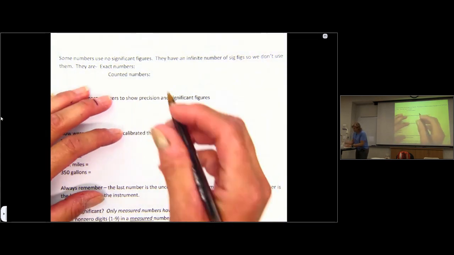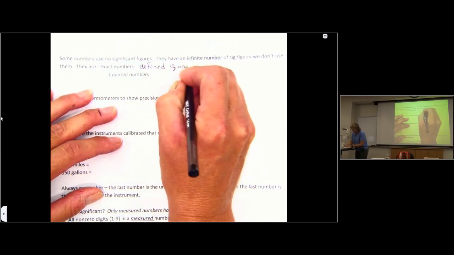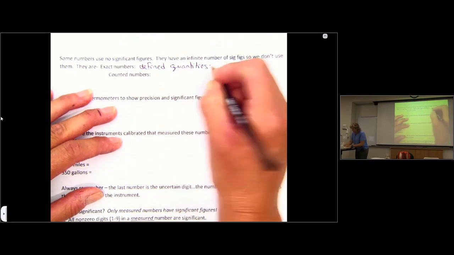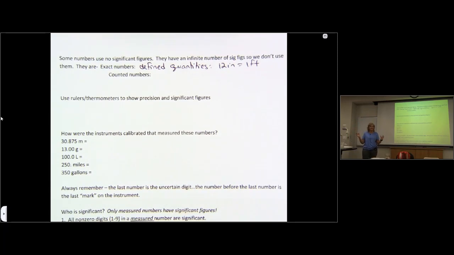Exact numbers are quantities that have been defined. And some examples, 12 inches equals 1 foot. And you say, who came up with that? It doesn't matter who came up with that. The point is, somebody sometime said 12 inches are going to equal exactly 1 foot. 5,280 feet are going to equal exactly 1 mile. 100 centimeters equals a meter. Those are defined quantities that we don't worry about significant figures for.